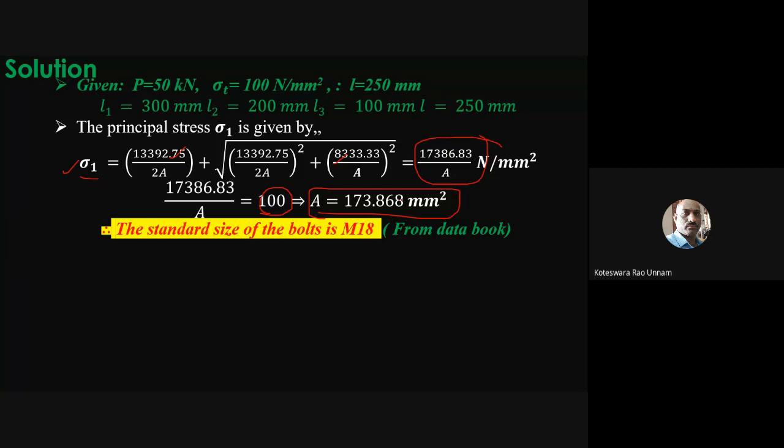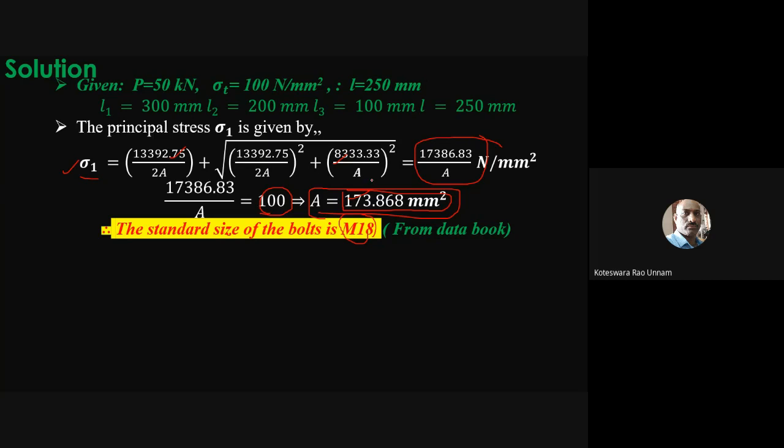Now you can refer to your data book. One way of doing that is to refer to your data book and look at the area. From that you can easily identify that for M18 the area is more than 173, or close to 173. Open your data book, chapter number 8. You can see that also. So what is the area of each bolt?